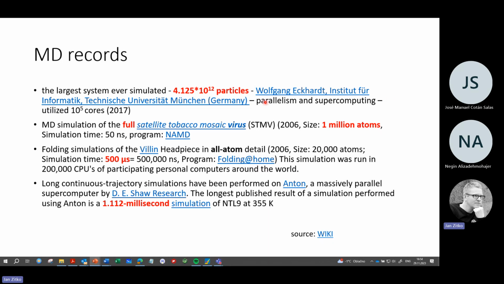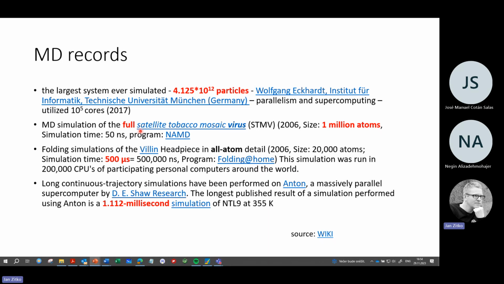So these are the records. Yeah, so for example, the largest system ever simulated by molecular dynamics contained 10 to the power of 12 particles. So not 10 to the power of 4, as this is typical, but 10 to the power of 12. Yeah, but you see, of course, you need special equipment for this. So the computation utilized 10 to the power of 5, it means 100,000 CPUs, yeah, or the cores. It was in 2017.